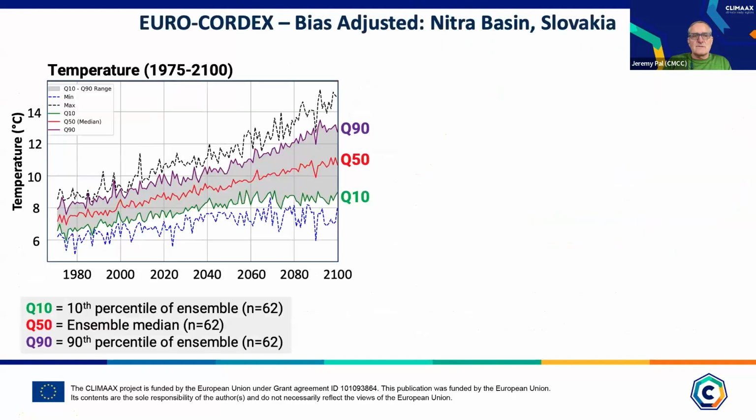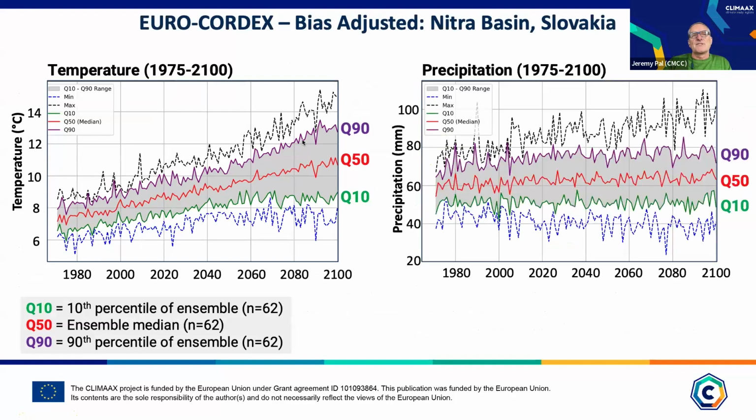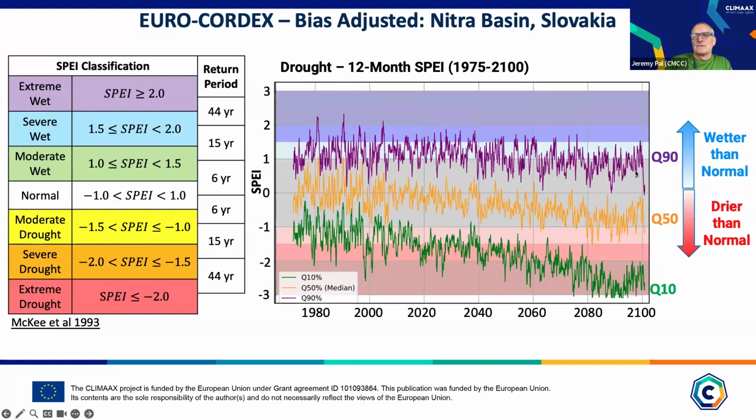I think I'm running low on time here, but Majid is going to show these pictures. This is using EuroCORDEX for the Nitra Basin, and we have the evolution of the data showing some of the uncertainties with EuroCORDEX, the Q50 being the ensemble median, and then the 10th and 90th percentiles of the data, same for precipitation. Here we see temperature increasing, of course, as we expect, a slight increase in precipitation, but not much, and some models showing a decrease.